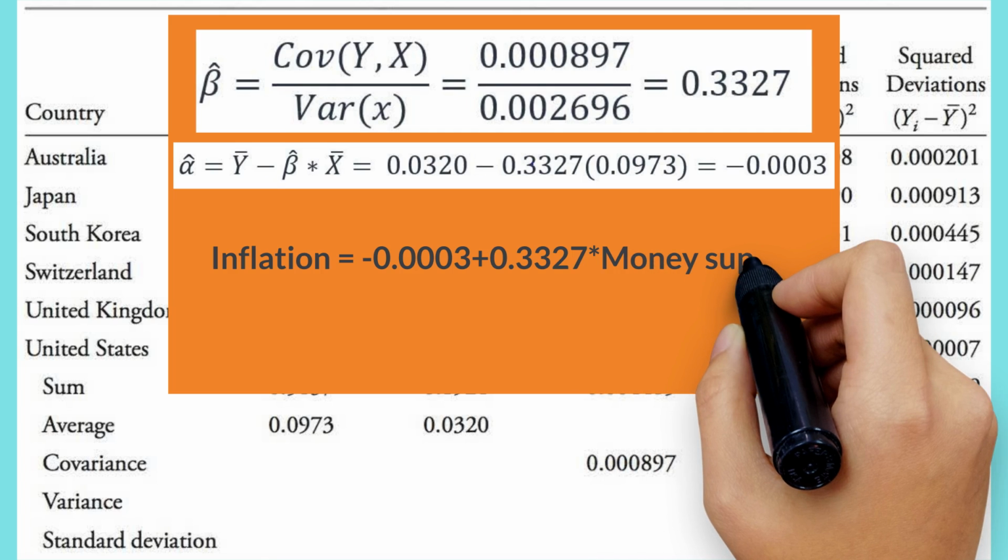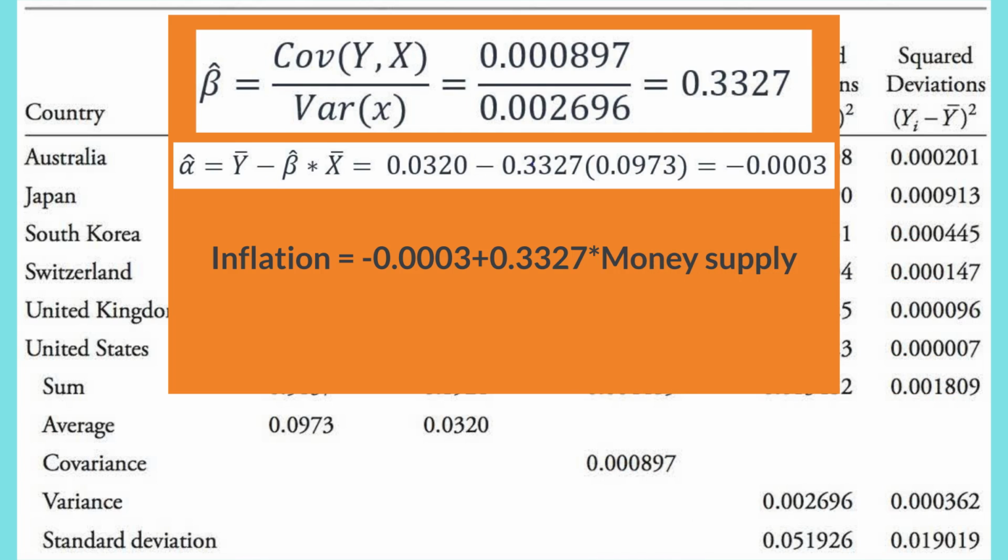The intercept term, or alpha, tells us that if the money supply is 0, then our best estimate of inflation is negative 0.0003. The slope term, or beta, tells us that if money supply increases by 1%, the inflation will increase by 0.3327%. We can use the regression equation to estimate the rate of inflation for a given level of money supply.